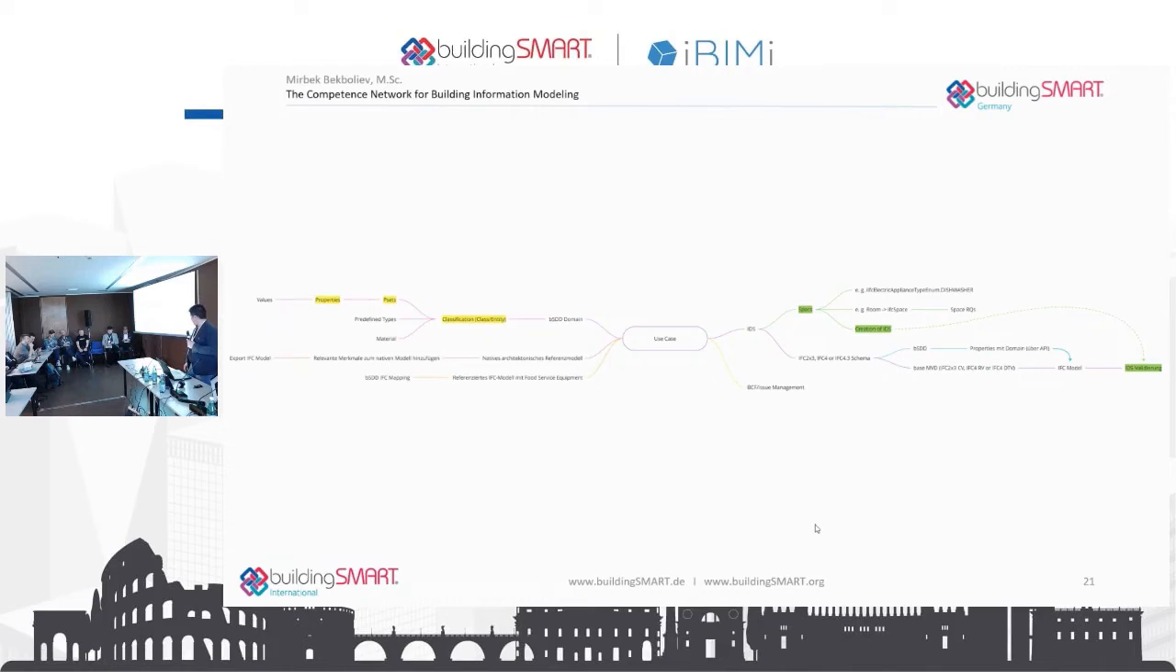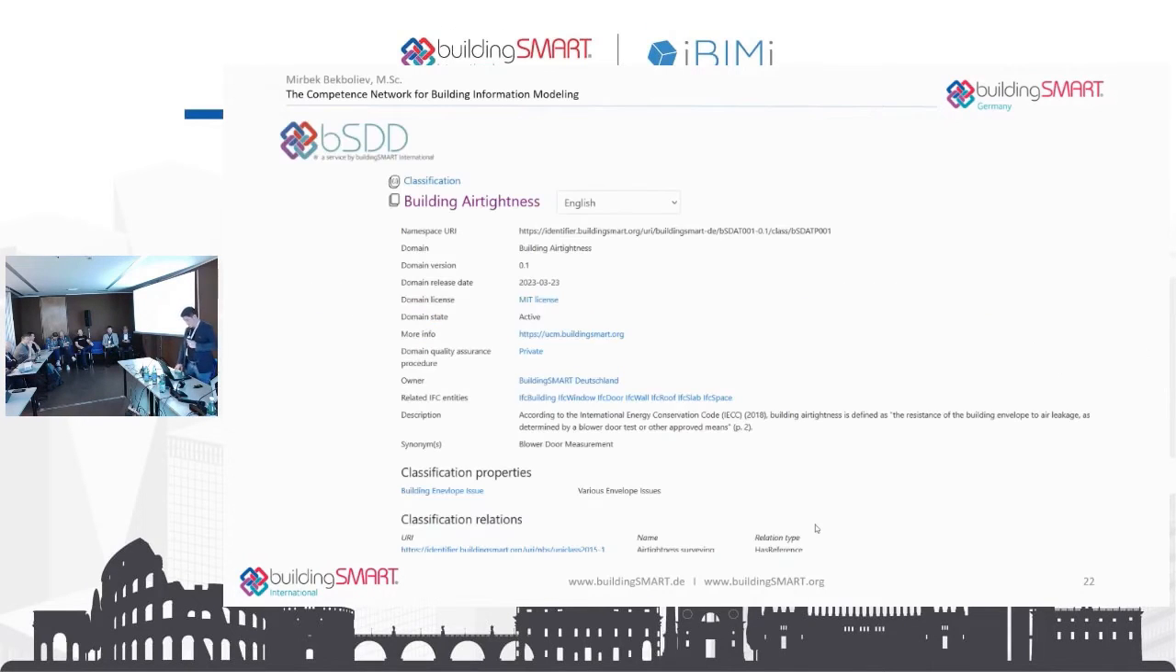This is a workflow. Sorry for the quality. I will just explain. We brought the domain, let's say as a test, building air tightness, with 2 parameters, like whether there are leakage problems in the building envelope or not. So that's the use case, and this is the domain. And as you can see, there were other classifications I already mentioned.